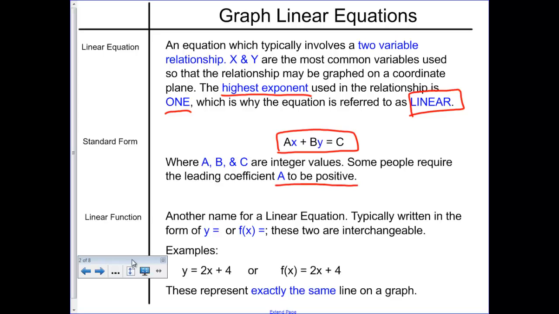Linear function is just another name for a linear equation. However, when you hear the word linear function, it's usually written so that y is by itself, or in other cases, you might see it in what's known as function notation, f of x equals. But the f of x is really interchangeable with y. And you'll see two examples there, y equals 2x plus 4, or f of x equals 2x plus 4. Those two equations actually represent the same solution or line on a graph.